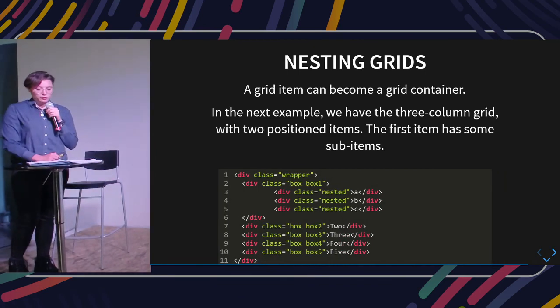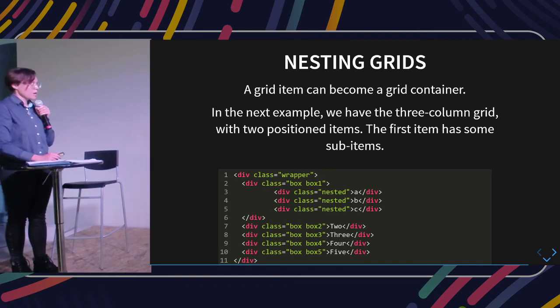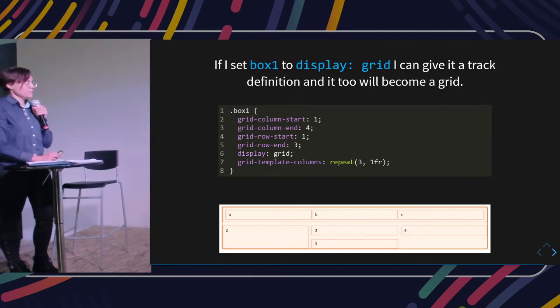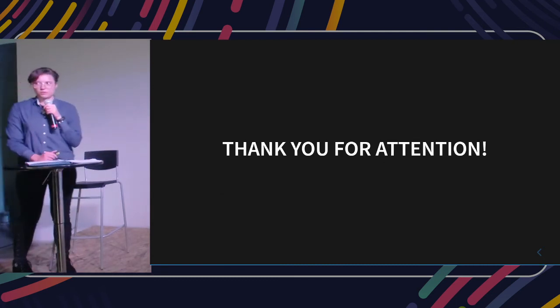A grid item can also become a grid container. In the next example, we have the 3-column grid with 2 positioned items, and the first item has some sub-items. If I set box 1 to display grid, I can give it a track definition, and it too will become a grid. The items then lay out on this new grid. In this case, the nested grid has no relation to the parent. That's all. Thank you for your attention.